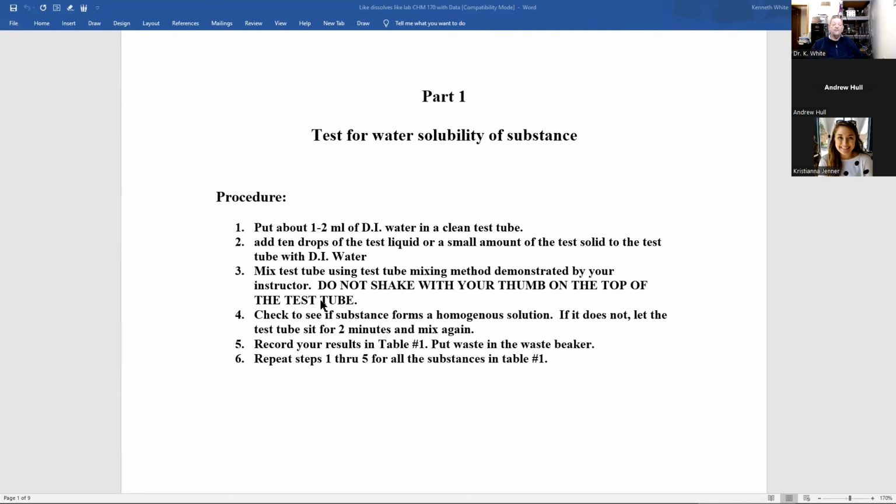All right. Now, once you have about that much water, you'll add about 10 drops of the liquid, if it's a liquid you're testing, or a small amount of solid into the test tube of water, then you'll mix it. Now, assume this is a test tube. No, it's not a research test tube. Never, ever mix a test tube like this. What you do is you hold it in one hand and you take two fingers. Don't tickle it. That won't mix it. You really got to spank it and it will mix it.